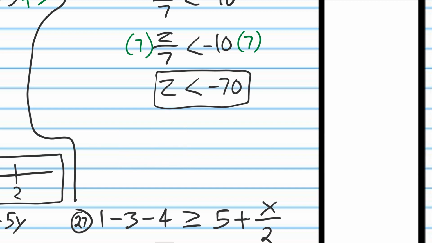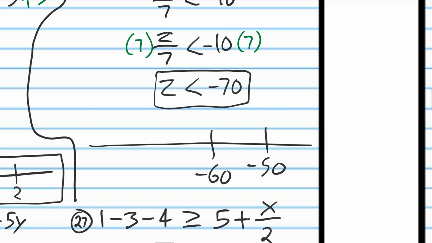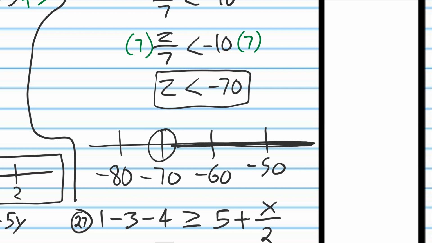Actually, that's the wrong direction. You have to get kind of creative when drawing these, because sometimes you get weird numbers. So I'm just going to write a -50, -60, -70. All right, so we need an open dot on the -70, and see if you can figure out, are we going to shade in to the right of the dot, or are we going to shade in to the left of the dot? That's the part that's difficult.